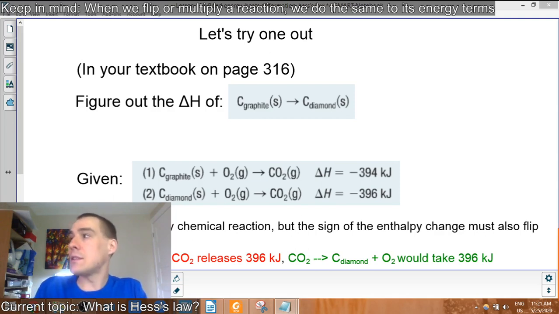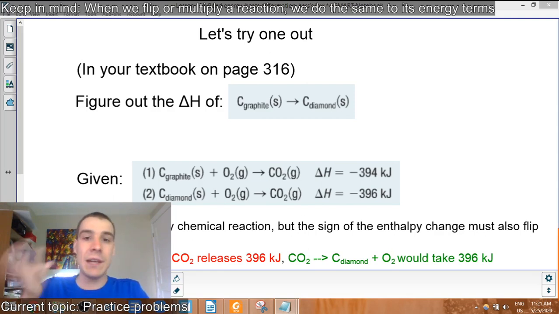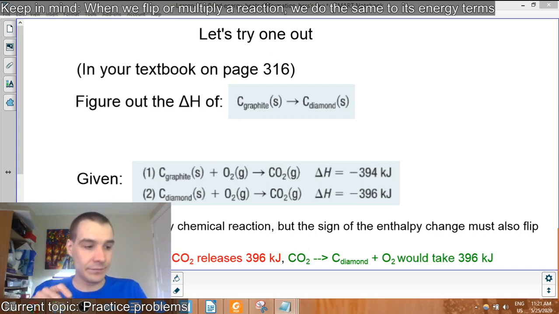So I'm just going to change this down here, practice problems. Now the big thing about Hess's law is that we're allowed to flip a reaction, and we're allowed to multiply reactions by, like in algebra, we multiply the whole thing by one coefficient. We also divide things by 2 or by 3.